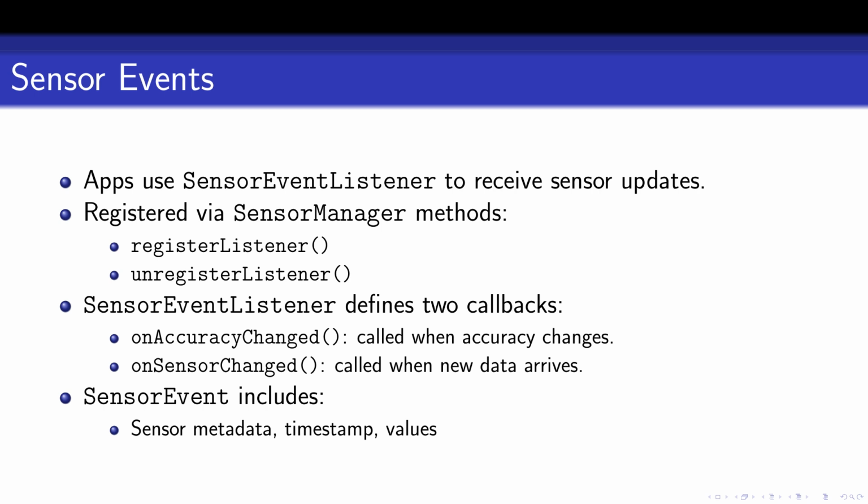Once your app knows which sensors are available, it can begin listening to data. This is done by implementing SensorEventListener. This interface has two callback functions. One handles accuracy changes, and the other receives new sensor readings. Each sensor event includes values, a timestamp, and a reference to the sensor that generated the data. This information is essential for real-time sensor-based apps.